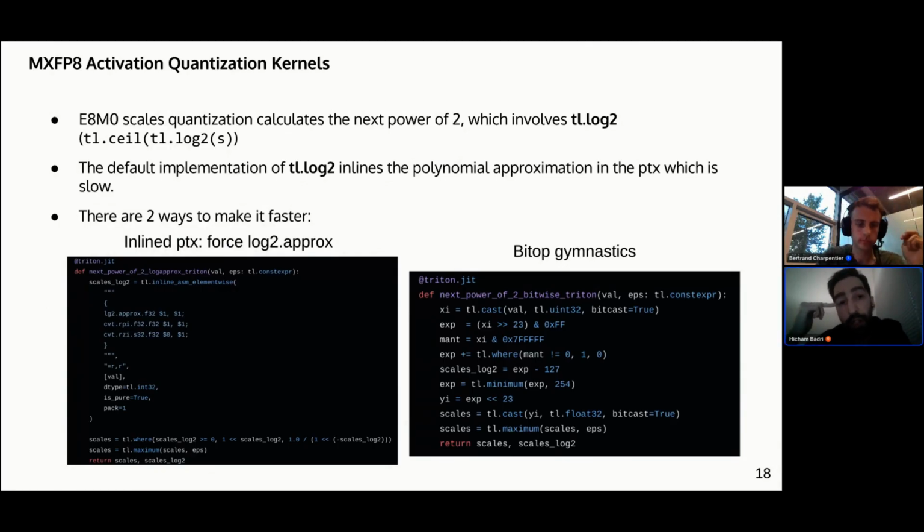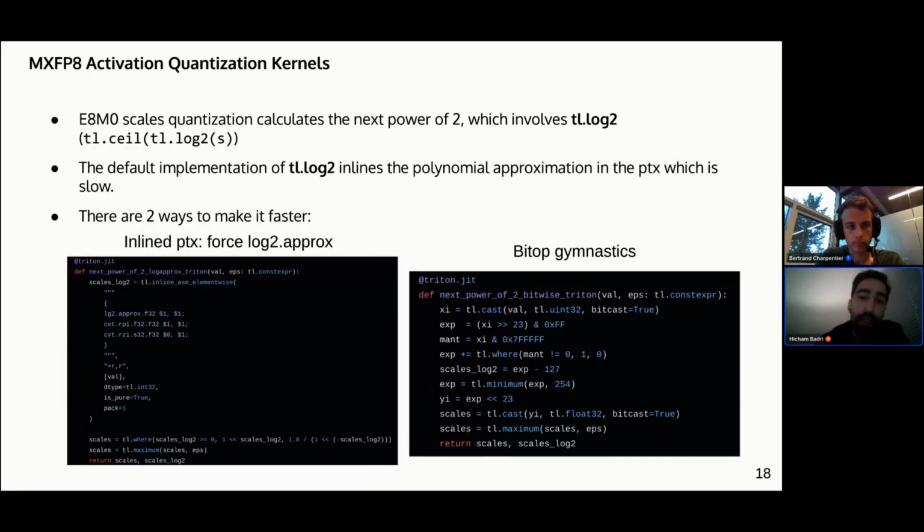So there's a more efficient way to do this. There are 2 ways to do it. You either write PTX and force it to use log2 approx, which is a more efficient version of TL log2. Or you can just do some bit op gymnastics and try to figure out how to do it just with bit ops. And that's my default implementation. That's what I would use. They are kind of the same speed, but the bit op one gives you exactly the next power of 2, while the other one is doing some more approximation.